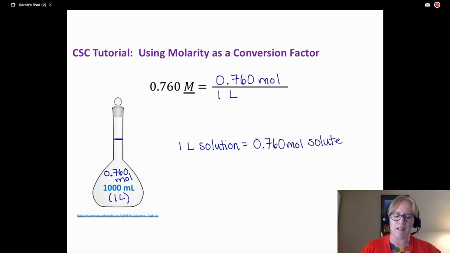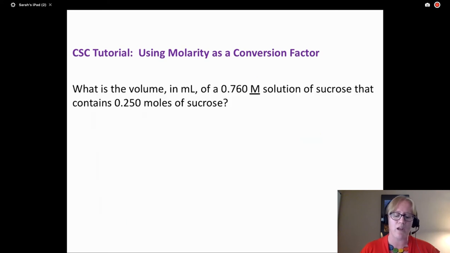So when you see a molarity, you can think of the number that you're given, the 0.760 in this case, as telling you how many moles of solute are there for every 1 liter of the solution. So let's take a look at how this works in problem solving. In this problem, we want to figure out what is the volume in milliliters of a 0.760 molar solution of sucrose that contains 0.250 moles of sucrose.